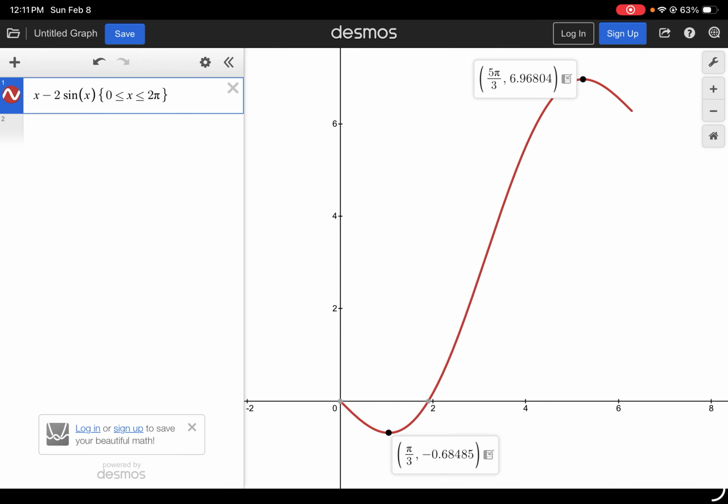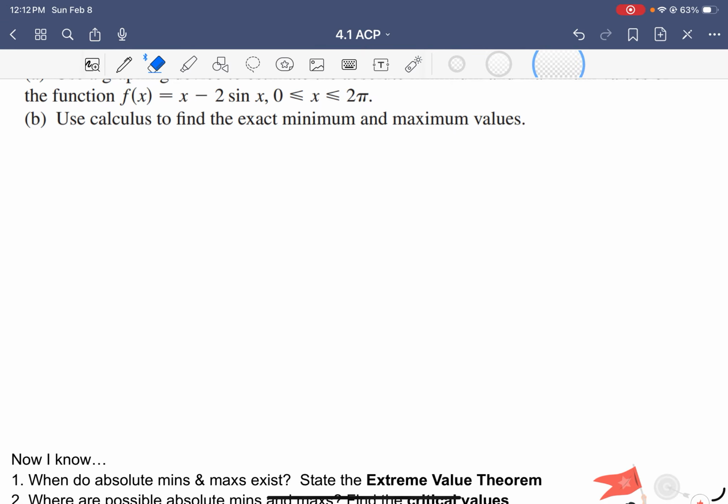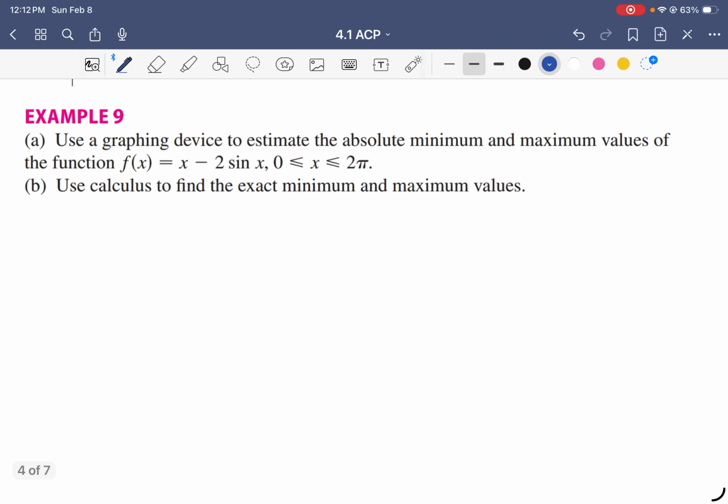So the values that we're looking for are actually pi over 3 and 5 pi over 3, where that absolute min and absolute max occur. Let's see if we can find it using algebra. So let's use calculus to find the exact minimum and maximum.